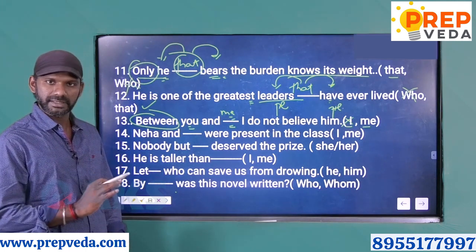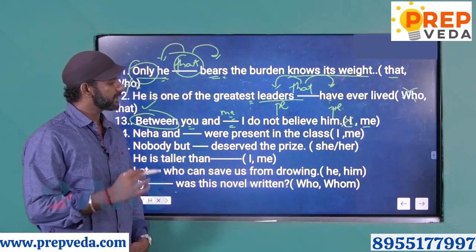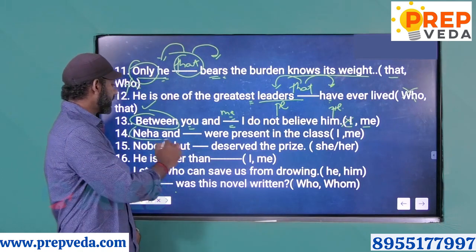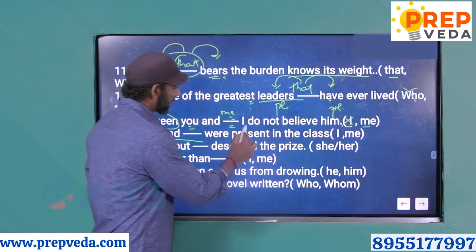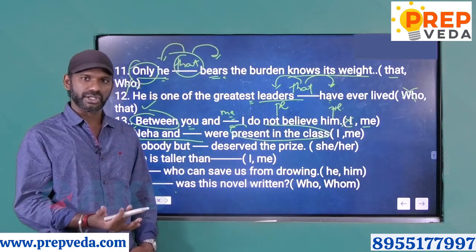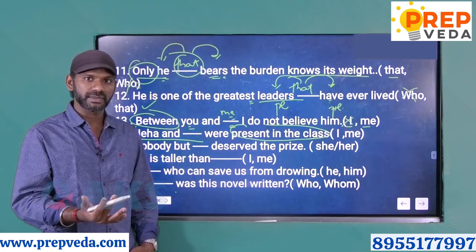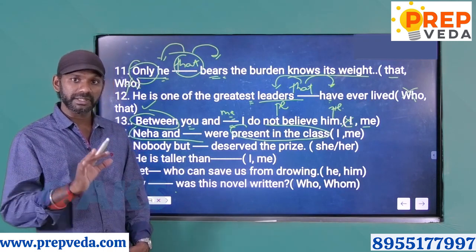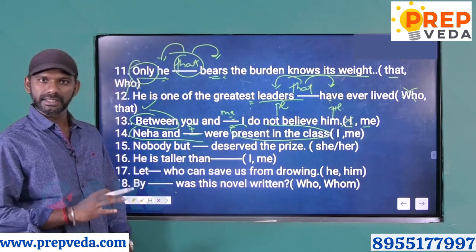The next one. Neha and dash were present in the class. Understand the meaning of the sentence. Options are I and me. I is subjective, me is objective. Neha and dash, according to the sentence, were present in the class. That means Neha and the blank did the action according to the sentence, meaning they were the doers. Doer means subjective. A subjective pronoun must be in the subjective form. So Neha and I were present in the class.